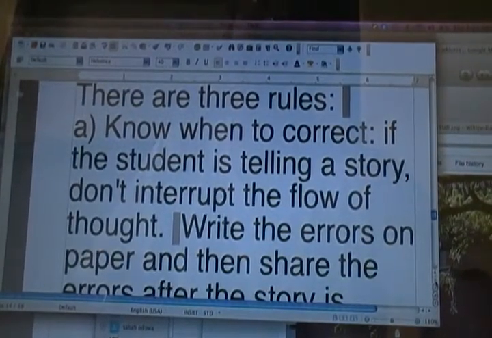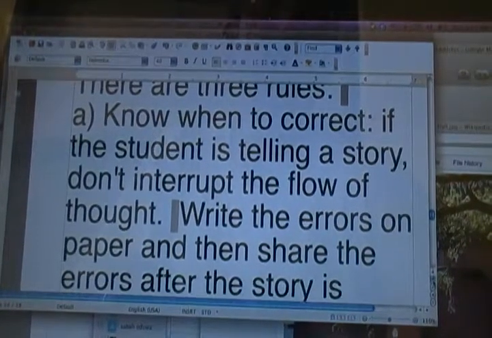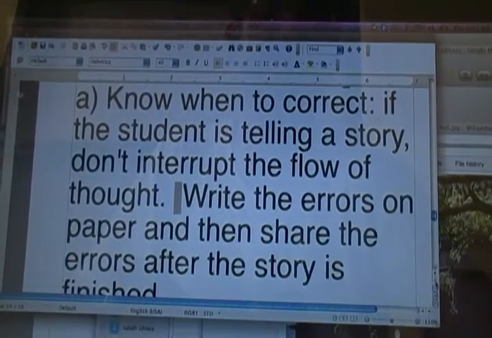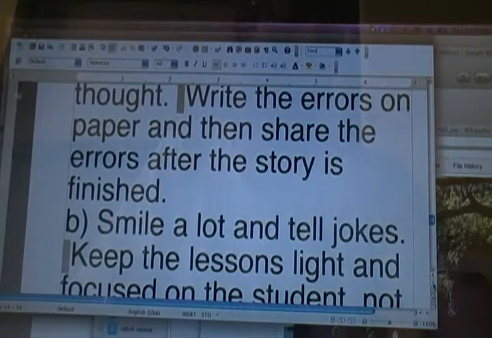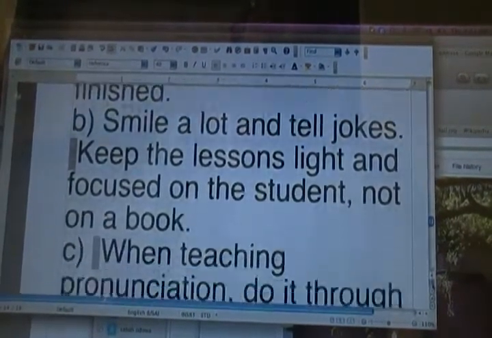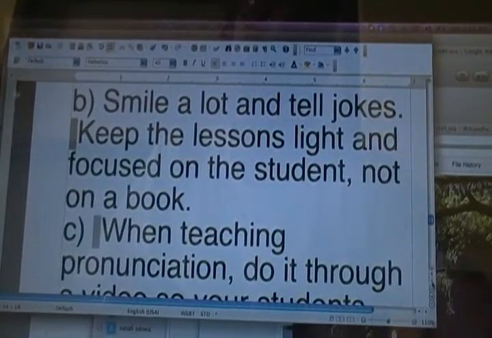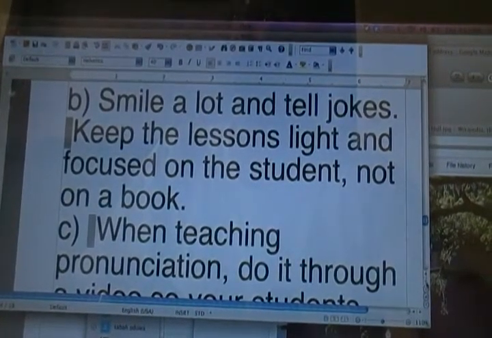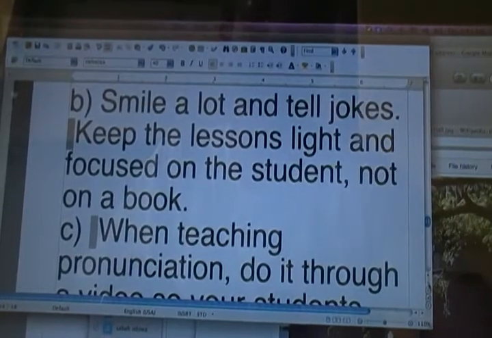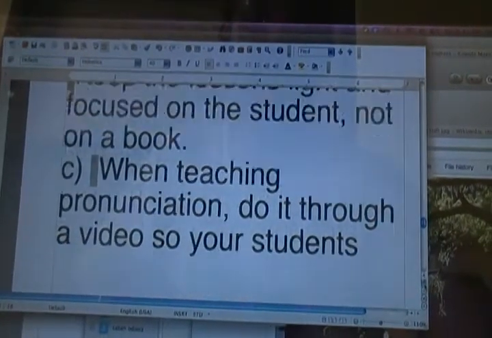You have to know when to correct something. If a student, or the person you're tutoring, is telling a story, don't interrupt the flow of thought. Write down the errors they're making and then share the errors after the story is finished. Smile a lot and tell jokes. This keeps the lessons light, and people feel better when they're looking at someone who's smiling and focused on them.